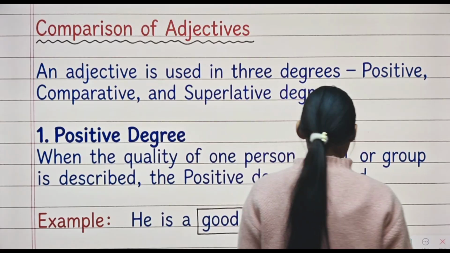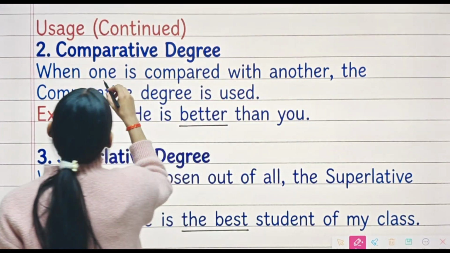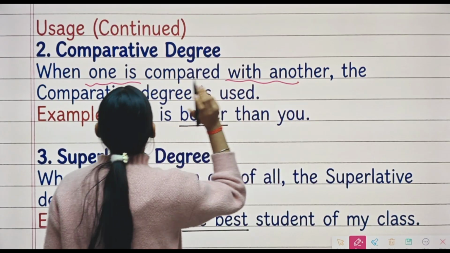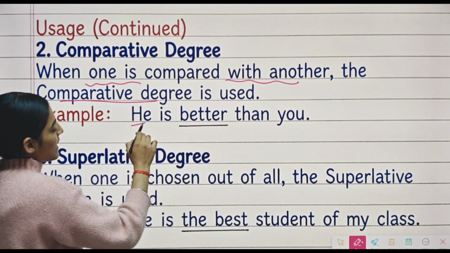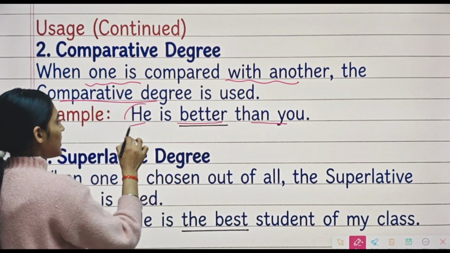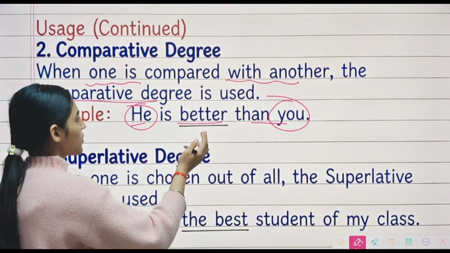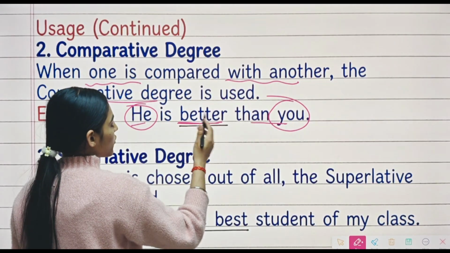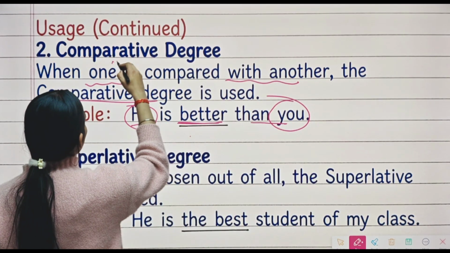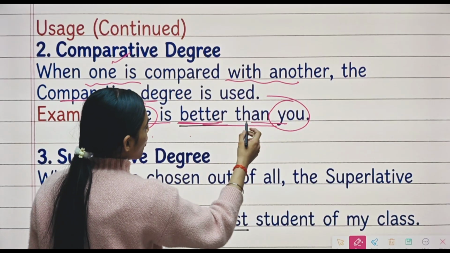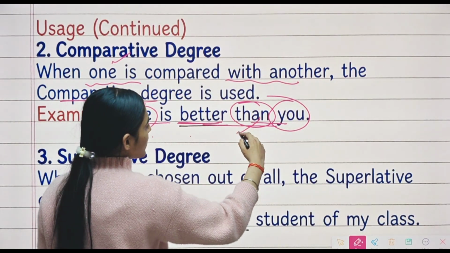Now let's see the second one, the comparative degree. In comparative degree, when one is compared with another, the comparative degree is used. Let's see the example: he is better than you. Here he is being compared with you, so 2 persons are there, so we will use better, the next form of good. Good, better. So this is comparative degree. He is better than you. And along with that, in comparative degree, we will use than.